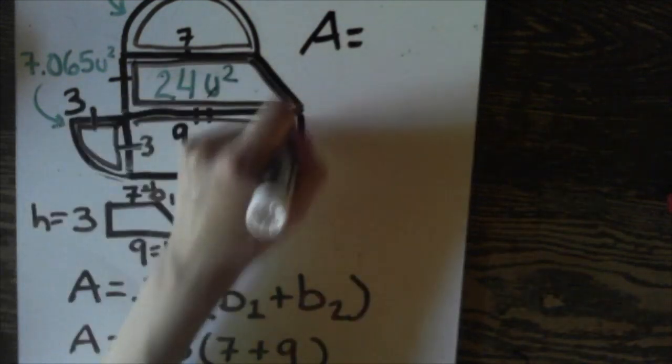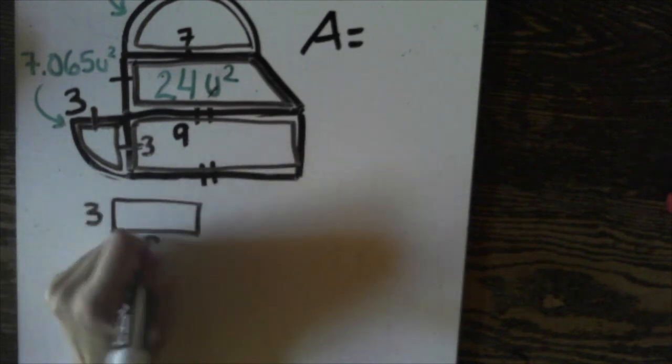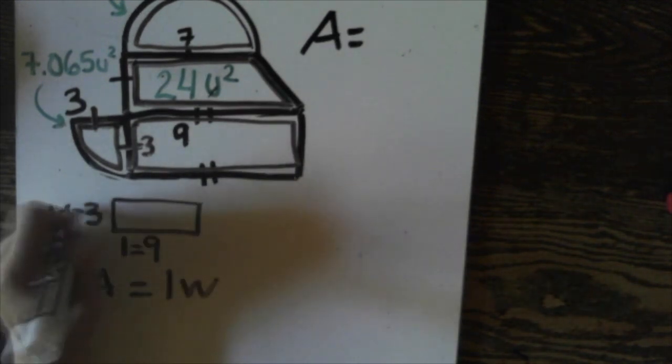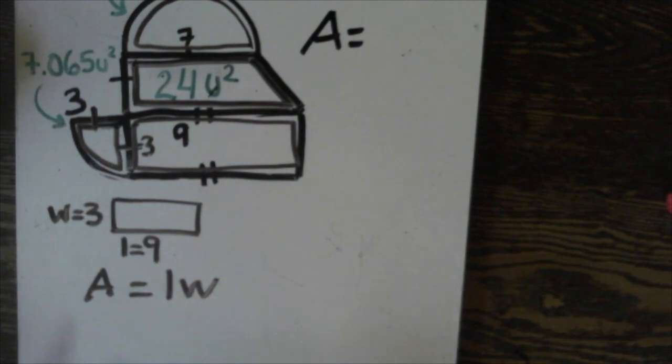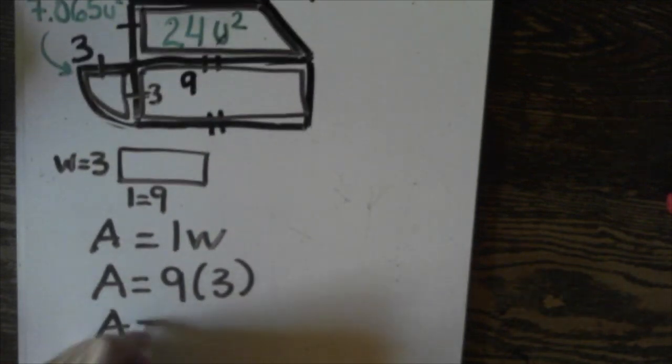Finally, for our rectangle, we have a 3 by 9 rectangle. This rectangle has length 9 and width 3, or the other way around. It's not really important which one you label which, because 3 times 9 and 9 times 3 are both 27 square units.